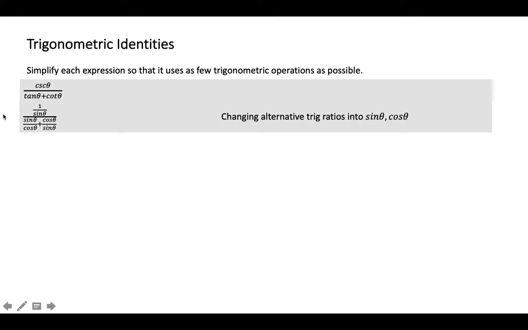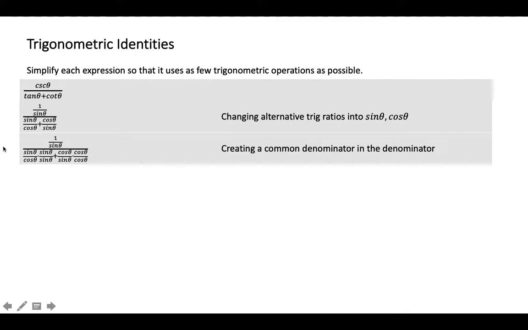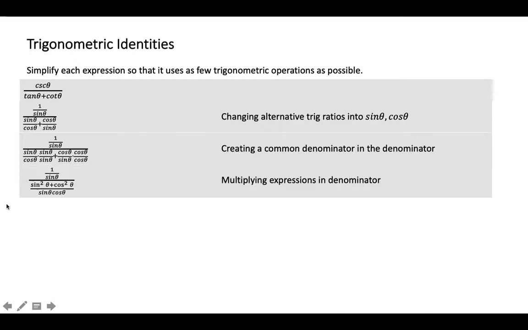The next step I would do is I'm going to take a careful look at this denominator. I'm going to create a common denominator. A common denominator of the denominator would be sine theta times cosine theta. So this first term I would multiply by sine theta over sine theta. The second term I would multiply by cos theta over cos theta, which should create a common denominator of sine theta times cosine theta.